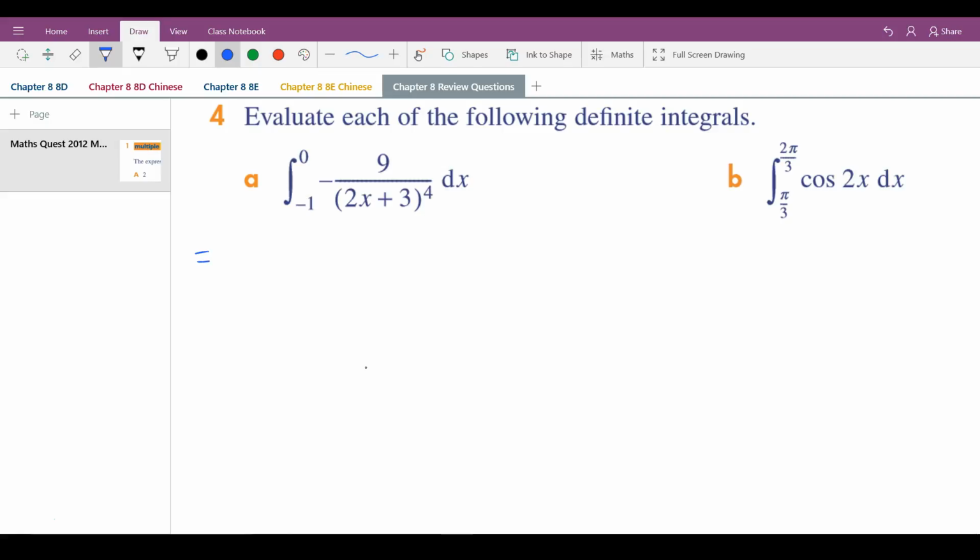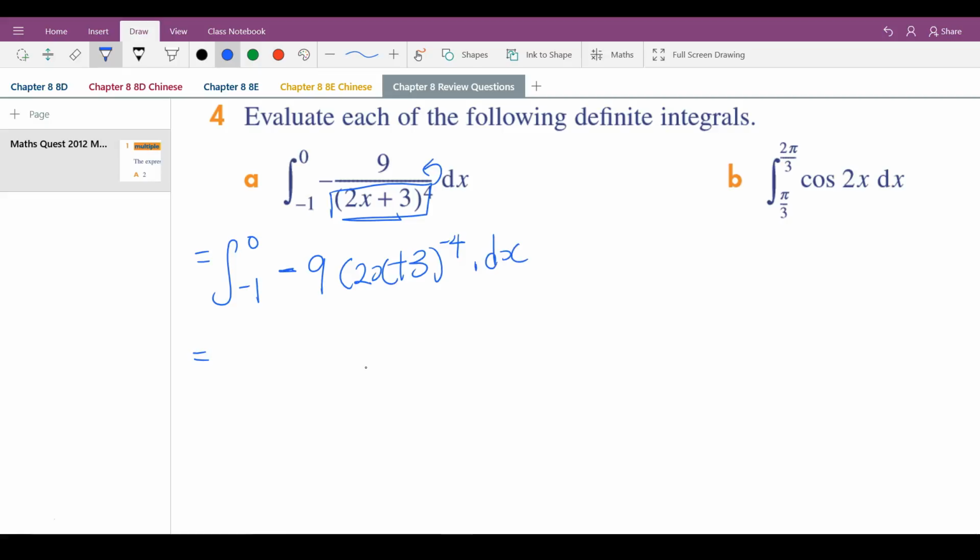This one's interesting. When we integrate this, we can use the chain rule to anti-derive this. Let's just make it back to the top first. We bring the bottom bit back to the top. So there's 2x plus 3 to the negative 4, integrate with respect to x.